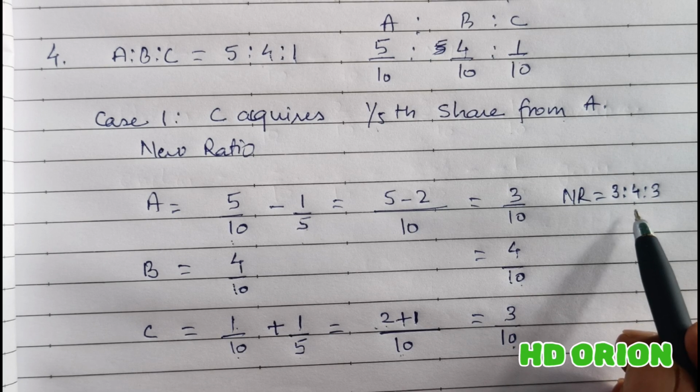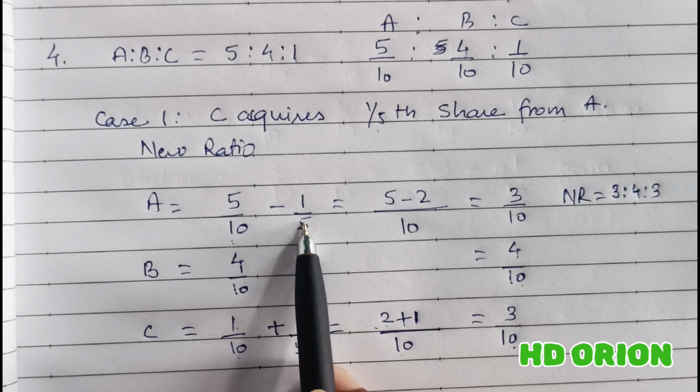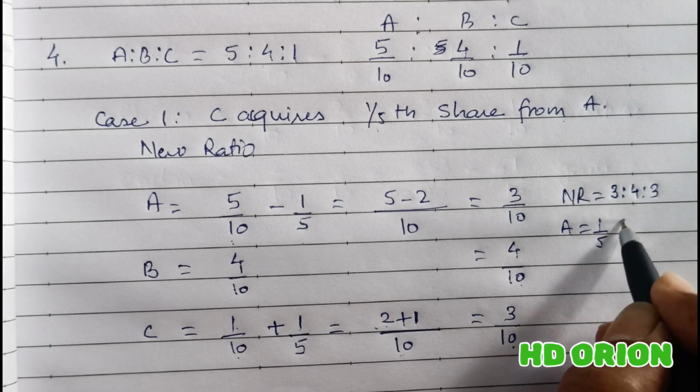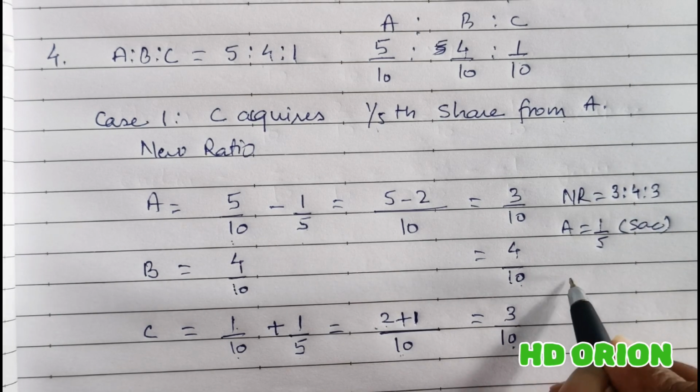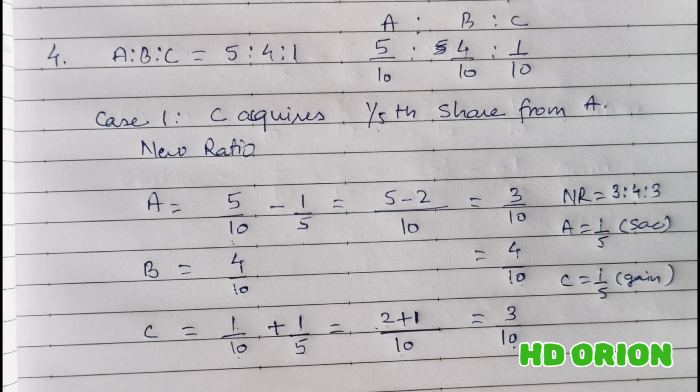Now this is the new ratio, and then the question asks us to calculate the sacrificing ratio. So you can see here A is sacrificing. A has 1/5 portion sacrificed and C has 1/5 portion gained. So that much is asked, and this is the answer.